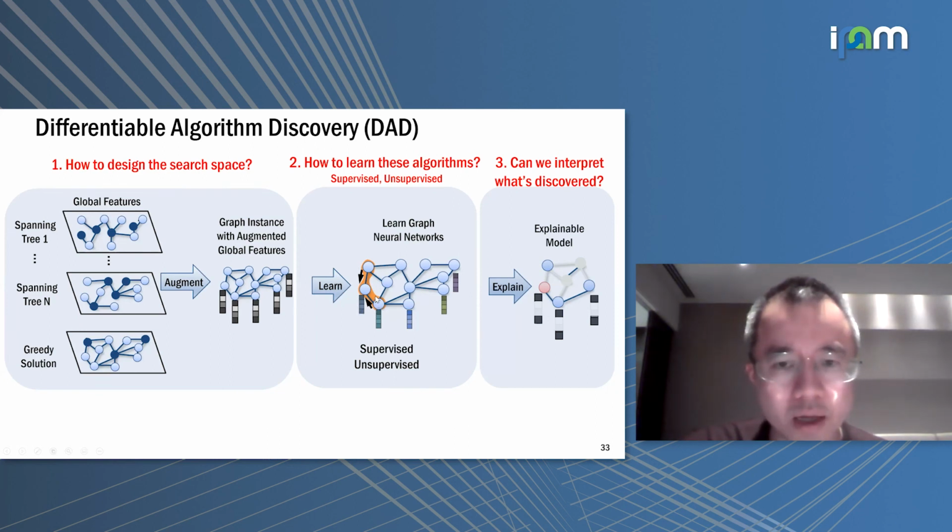And with our framework, you can also explain a little bit what are the important features to provide a particular decision of the graph neural nets. That's what I want to talk about, and we have time for question.